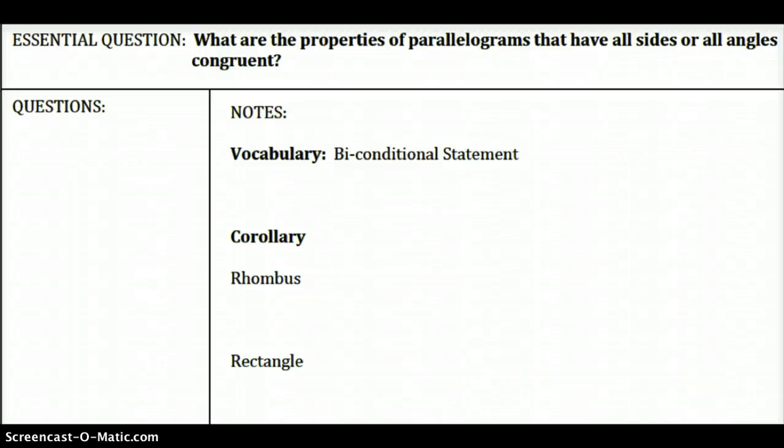8.4, properties of rhombuses, rectangles, and squares. Central question: what are the properties of a parallelogram that have all sides or all angles congruent? We will be using biconditional statements. Biconditional statements are very common for very strong statements made in terms of, in this case, parallelograms.